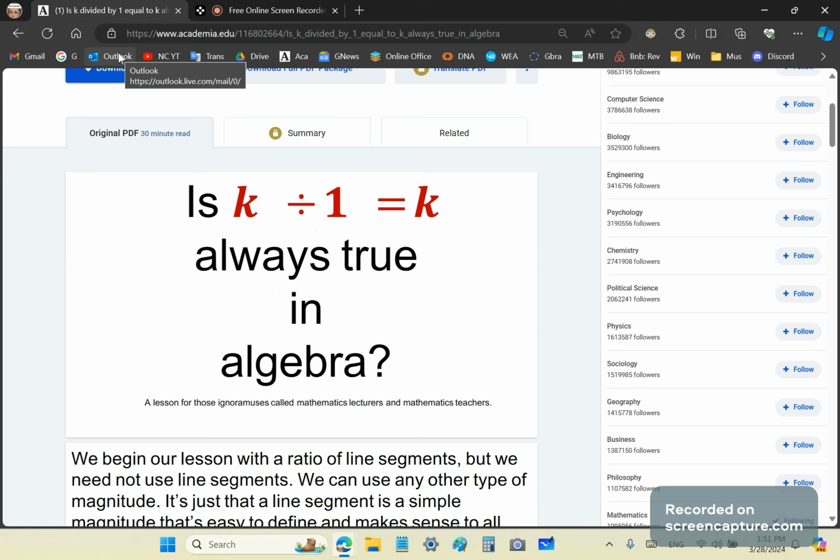So, I've been talking a lot about the subject of k divided by 1 equals k and asking the question, is it always true in algebra? Well, the simple answer to that is no. It's not always true in algebra. In fact, in most cases, it's not true. But what is the reason behind that?